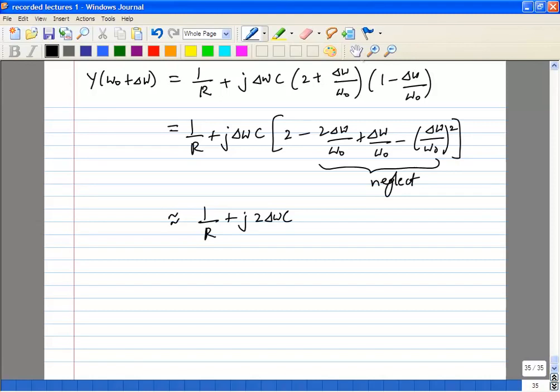Okay, what does this mean? The equivalent circuit around resonance is similar to an RC parallel network, but with impedance R and the capacitance is 2C. Okay, so what does this mean? And what you'll see is you can do the same thing for y of omega naught minus delta omega, and you'll get a similar equivalent circuit.